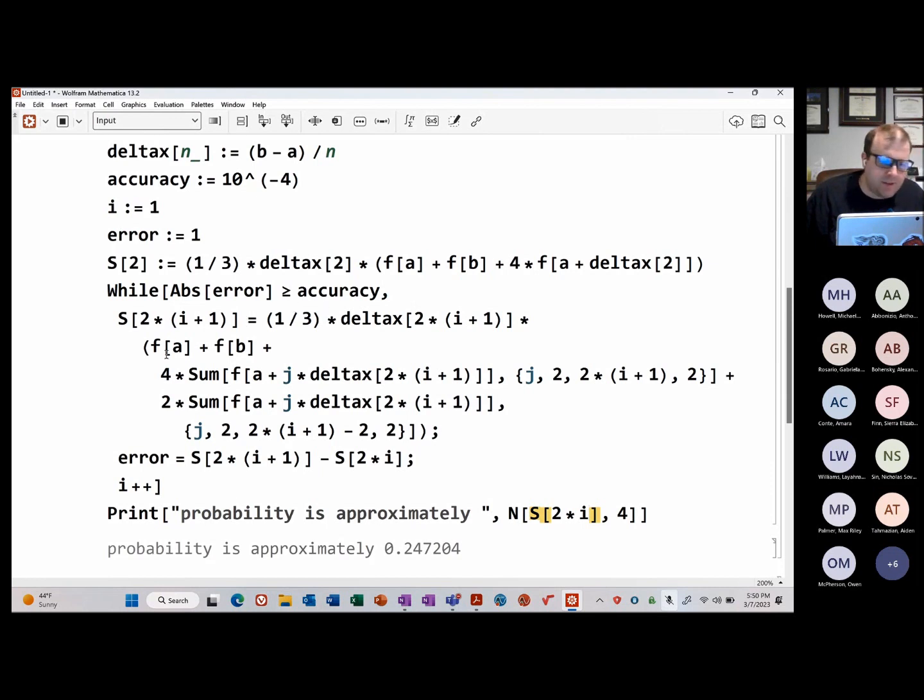While the absolute value of the error is greater than or equal to the accuracy, 1/3 times delta x of 2 times i plus 1, times f of a plus f of b plus 4 times the sum of f of a plus j delta x of 2i plus 1. Oh, that's why. That should be j goes from 1 to... Perfect. Okay, now it's fixed. Simple fix.